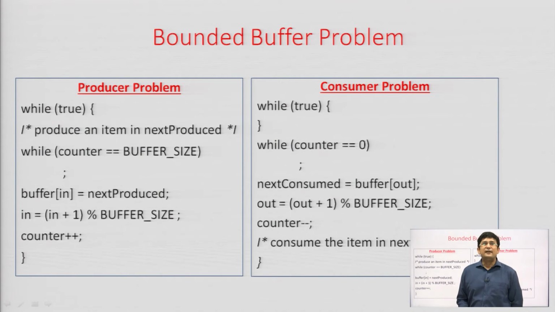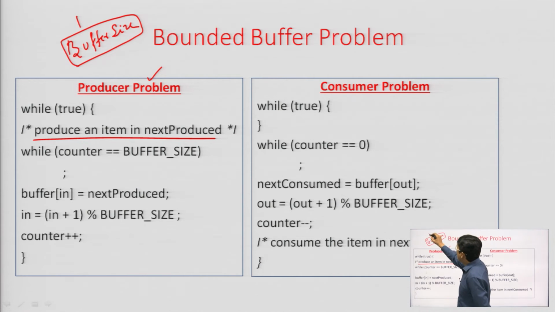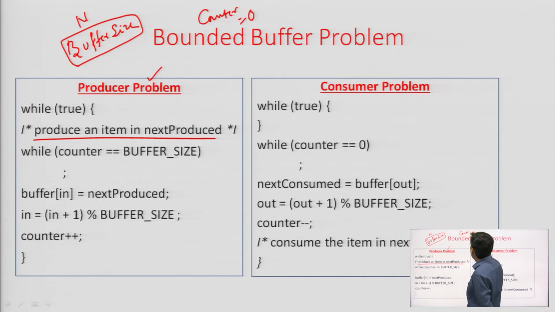Now let us take the two processes, the producer and the consumer process, and see how the count variable will come into the picture here. This is the solution for the producer process. In this solution, we are producing an item, and after the production of the item, there is a buffer size. The buffer size tells you how many items can be kept in the buffer. Let us say the buffer size is n, and there is a counter which is initially 0, meaning that there are no items in the buffer.